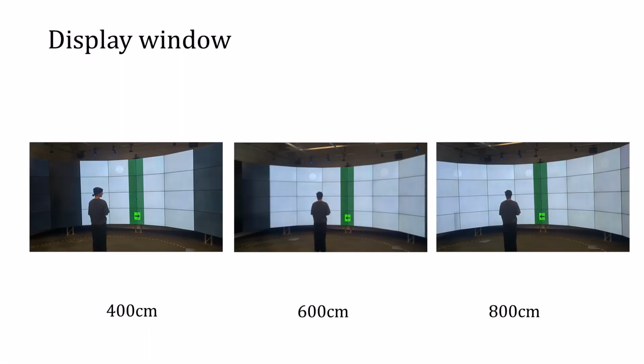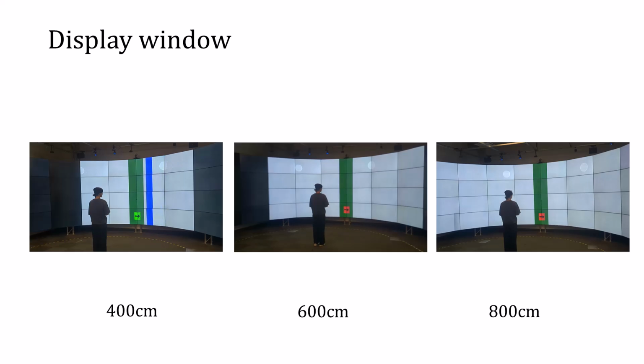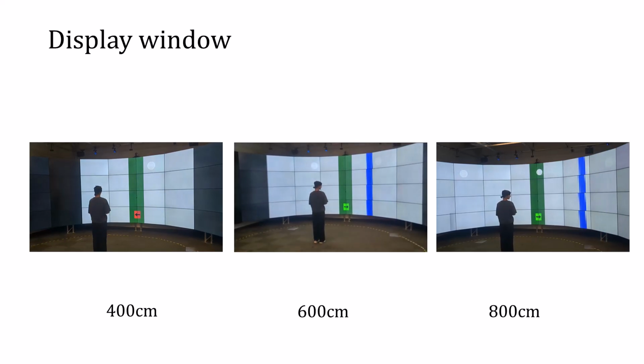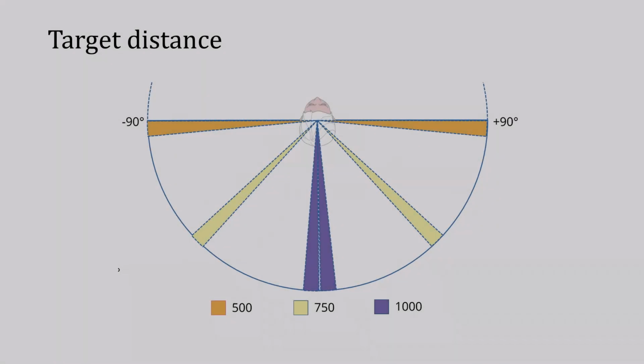We define the display window as the visible window within the workspace, and we choose 3 different display windows: 400 centimeters, 600 centimeters, and 800 centimeters. Additionally, we selected 3 target distances: 500 centimeters, 750 centimeters, and 1000 centimeters.